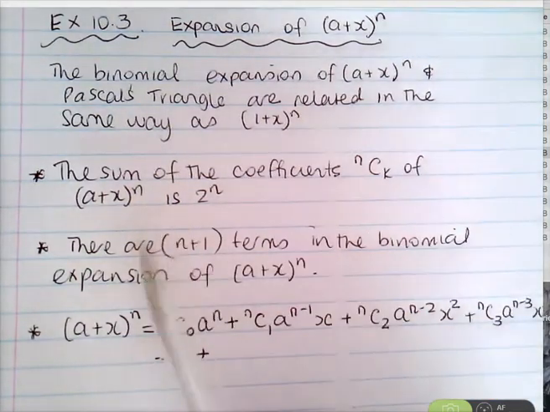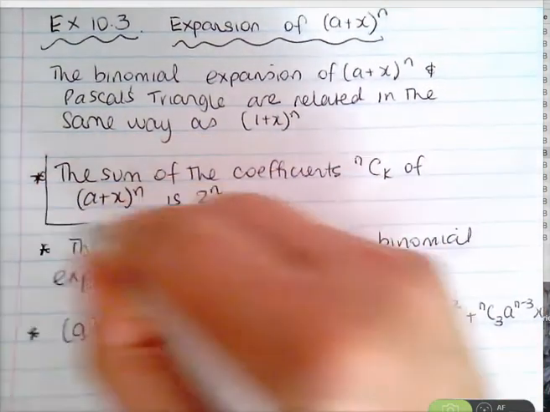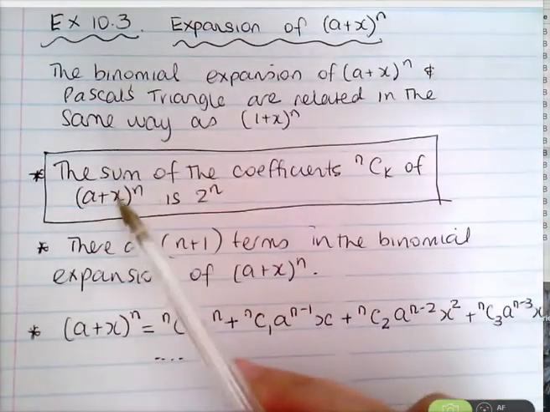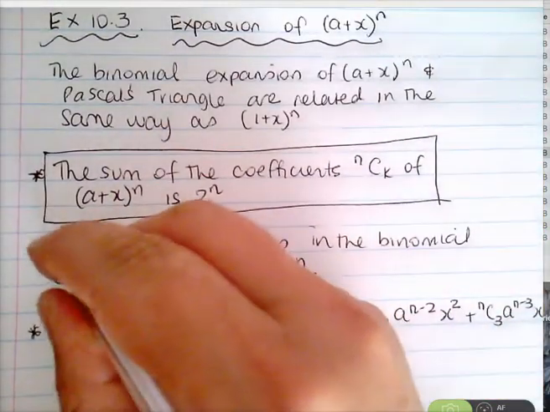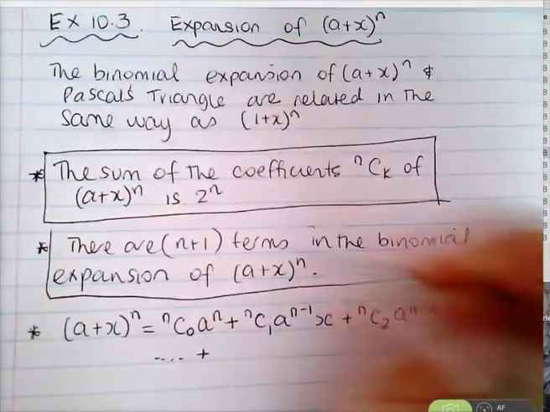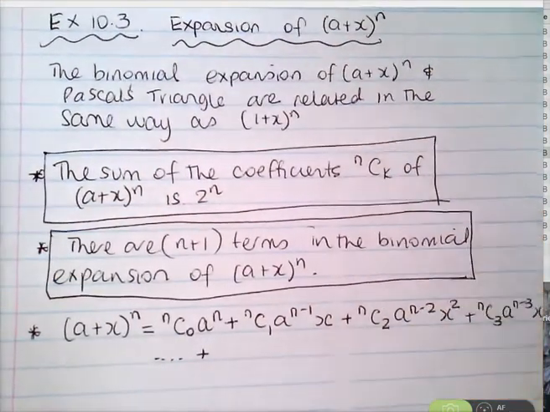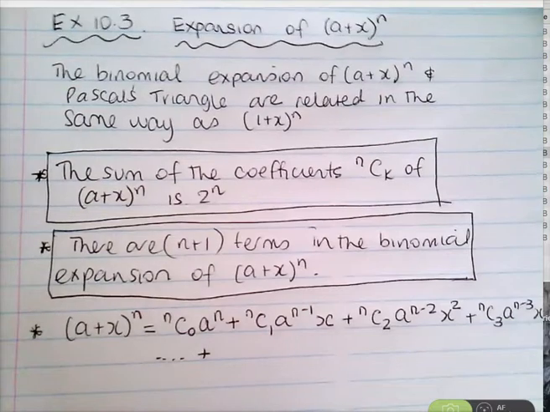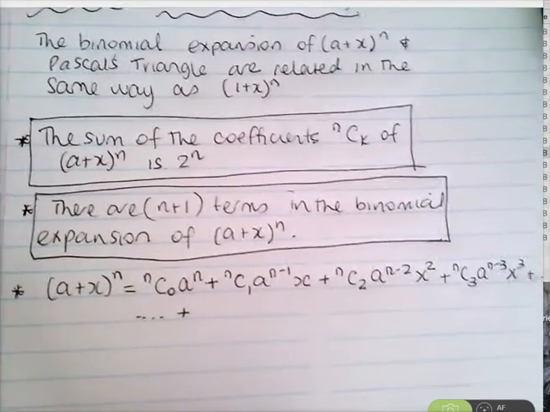The same things are true, for example, that the sum of the coefficients nCk, the different coefficients of (a + x)^n, is also 2 to the power of n. Another thing is that there are also n + 1 terms in the binomial expansion of (a + x)^n.